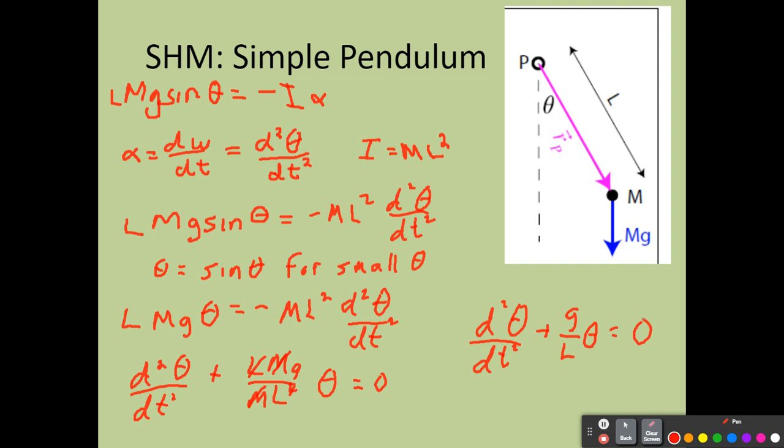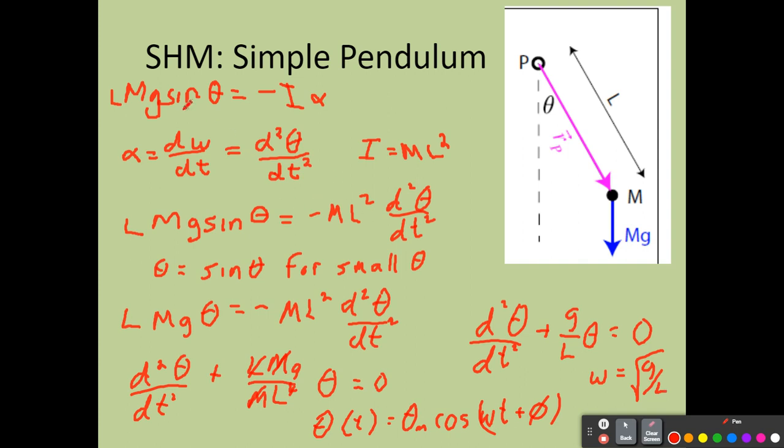My equation is going to be theta as a function of time is equal to theta max cosine omega t plus b. And then omega is going to be equal to the square root of g over L. And that's where that all comes from.